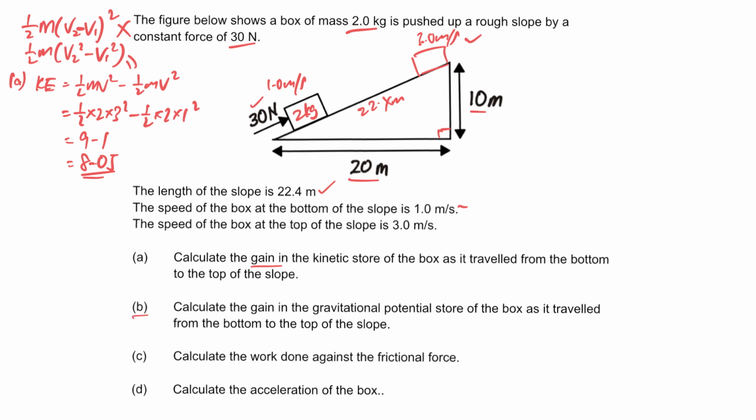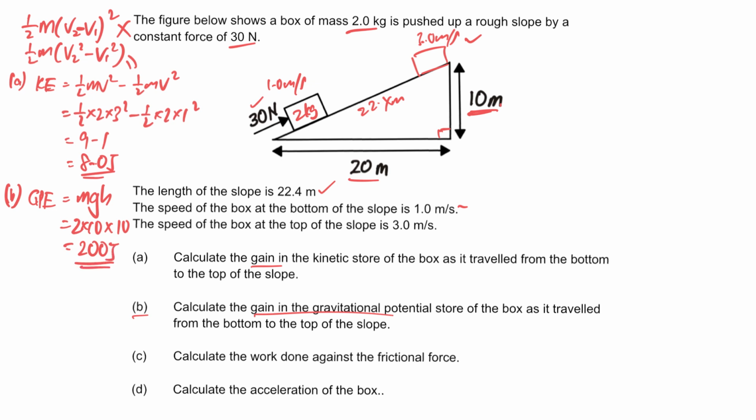Next, for part B, you're supposed to find the gain in the gravitational potential store of the box as it moves from the bottom to the top. Very straightforward, the gain in GPE is mgh. The mass is 2, times the gravitational field strength, that's 10, and the height, I will be using the vertical height, which is 10 meters. So the gain in GPE will be 200 joules.